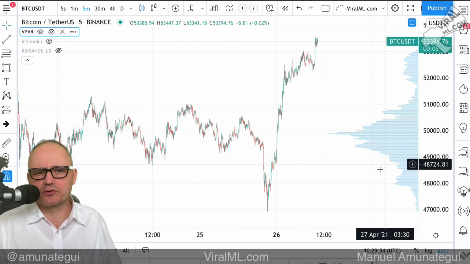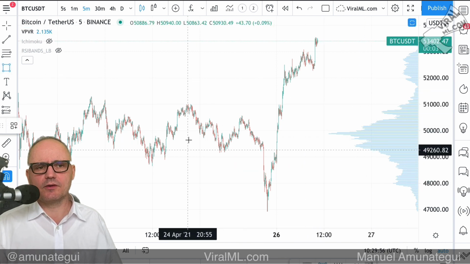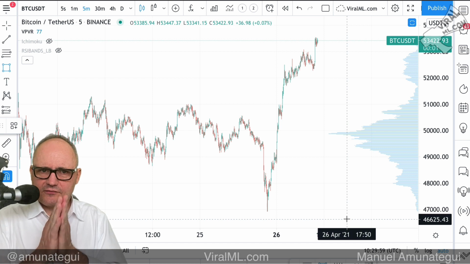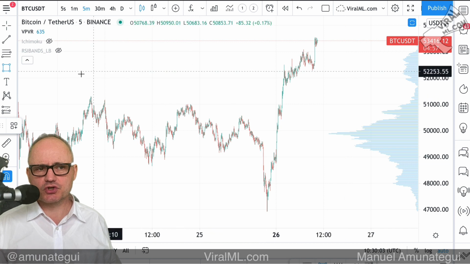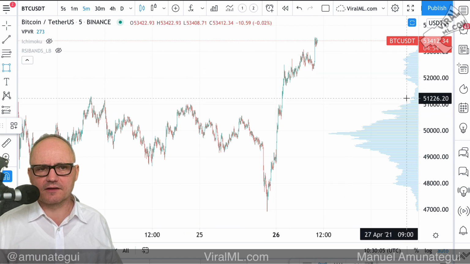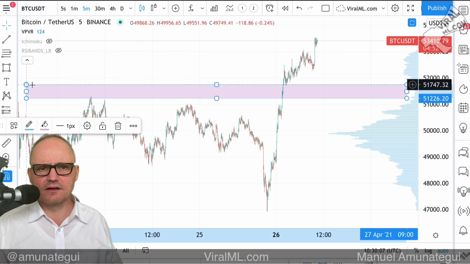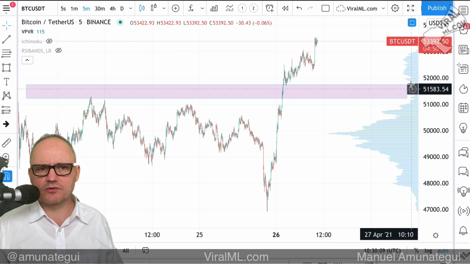But another thing that's important to me, a great side effect of the VPVR, is to quickly know the support and resistance levels. So sure, it's pretty obvious here after the fact, but here you can tell that there was very little volume traded here, right?